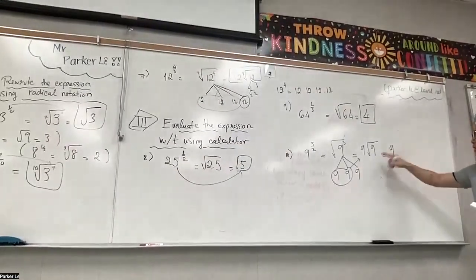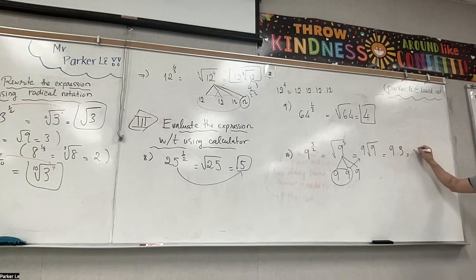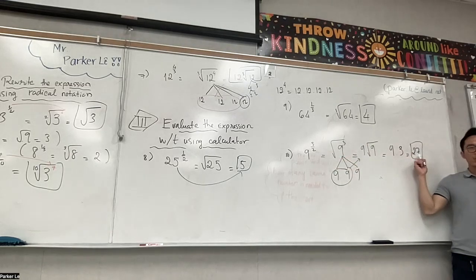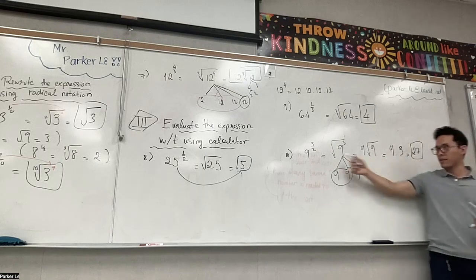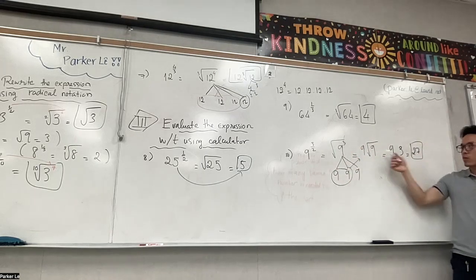So 9, square root of 9 is 3. 9 times 3 is 27. That would be the final answer. See? From here, I don't think you can get to here in one shot. So I think you need to convert them to radical and then you work one by one.